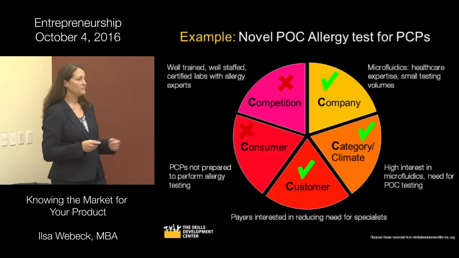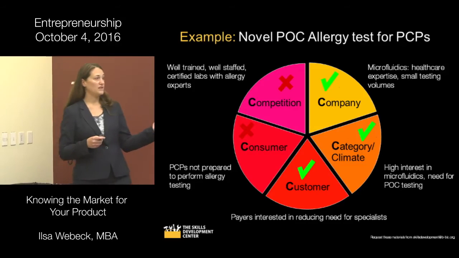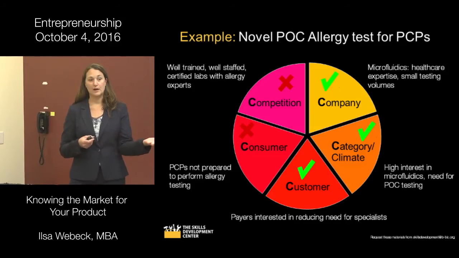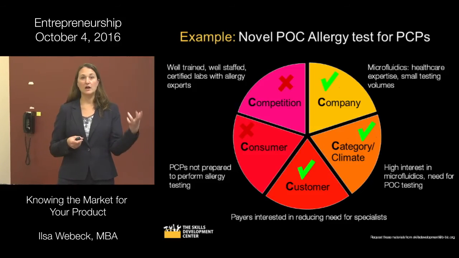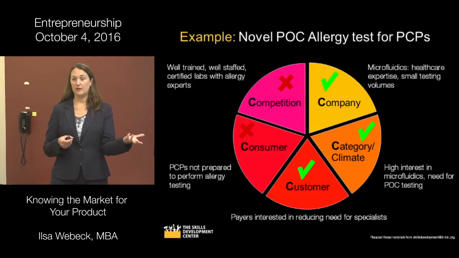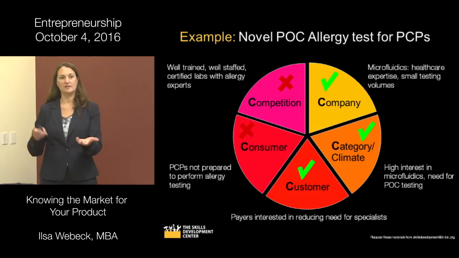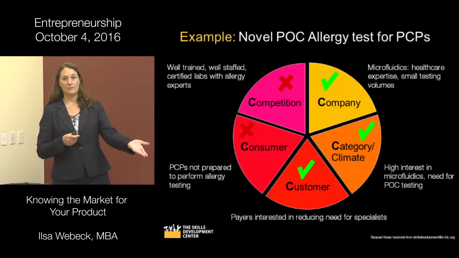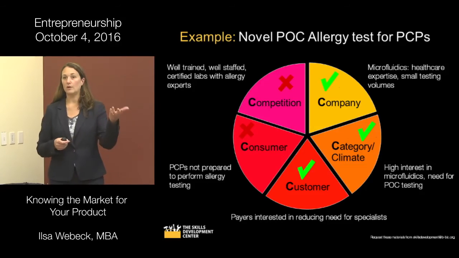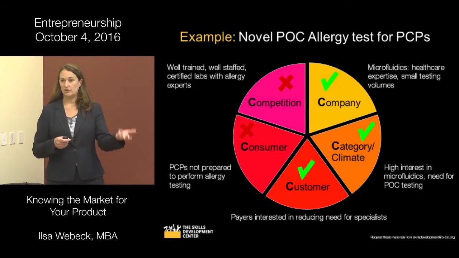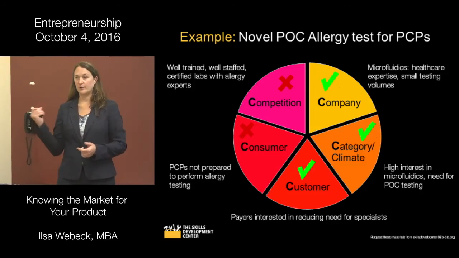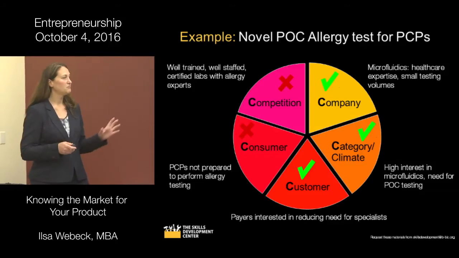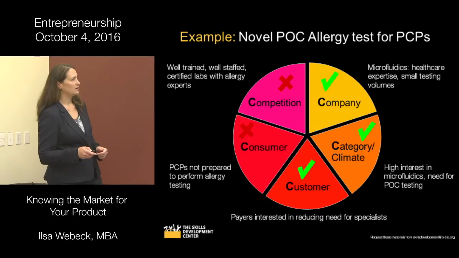On the customer, payers are interested in reducing the need for specialists. So if I can pay my primary care physicians their standard fee, which is generally less expensive than the specialists, I would prefer that. Let me pay my general pediatrician or my general physician to do this test versus sending to a specialist, which incurs additional costs from the test and from the time with the clinician. So they get a check on this box here.